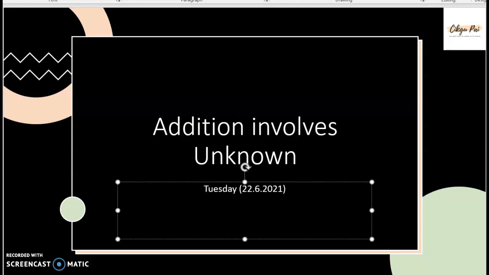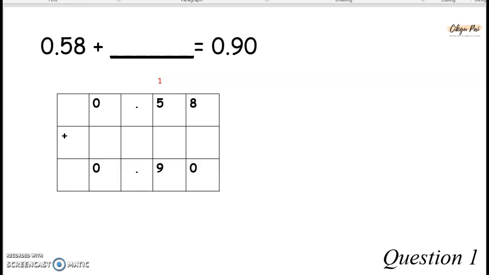So today we will look at addition involving an unknown. Let's look at the first example. Here we get a question: 0.58 plus an empty box, that means a dash, equals 0.90. So here, which one is the unknown? This one. You need to find this unknown in order to complete this addition question.